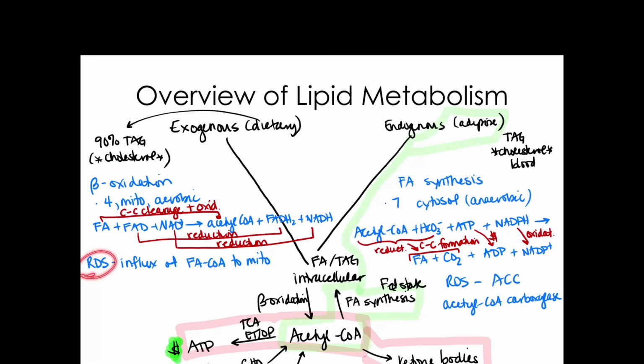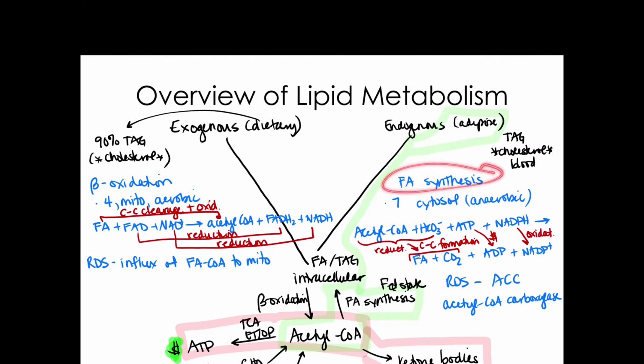So the rate determining step for beta oxidation is not really a specific enzyme, but if we are allowing fatty acids to get into the mitochondria, and as we'll learn later, it's as fatty acid CoA molecules, if we have those getting into the mitochondria, they are going to be broken down by this beta oxidation process.